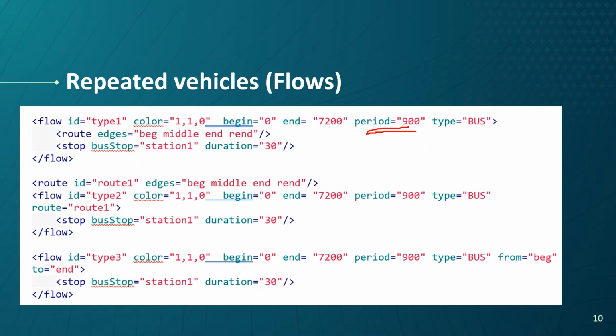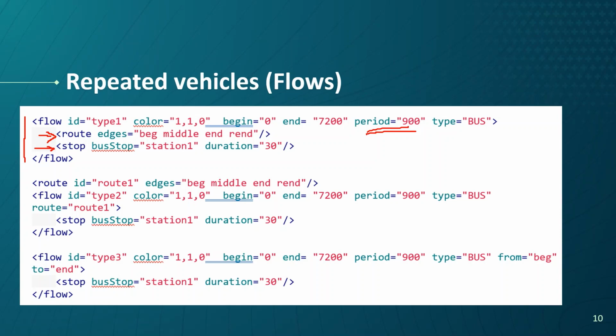Here, these are the examples of route file using flow definitions. There are, as you can see, three different ways of route definition within flow. In the first one, the route is defined as the child element of the flow, as well as a stop, as you can see over here.